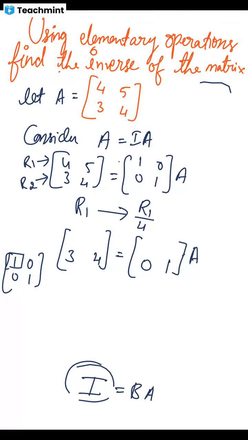If we divide the Row 1 elements by 4, 4 by 4 gives you 1, here 5 by 4, here 1 by 4, and here 0 by 4 is 0. So now make this element 0. For this element to become 0, observe carefully: 3 minus 3 gives 0. But here I have 1, not 3.